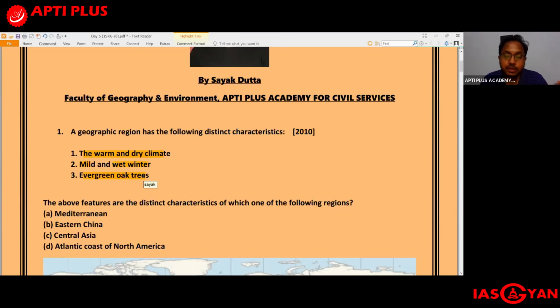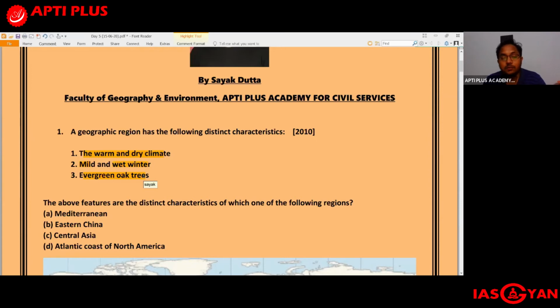So from the given statements you can understand, number one, warm and dry climate, number two, mild and wet winter, and number three, evergreen oak trees. Try to understand that these are very distinct characteristics of a Mediterranean type of climate. In case of Mediterranean type of climate, it is not only found along the countries which border the Mediterranean Sea, but it is also found in other areas wherever we have these characteristics.